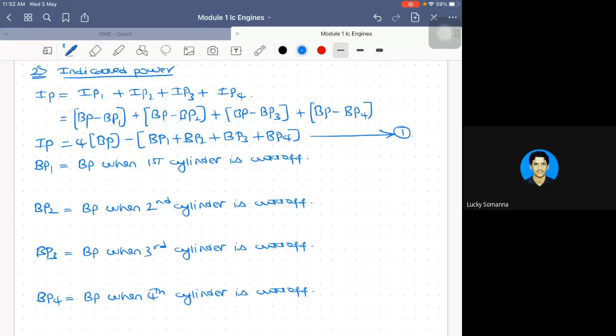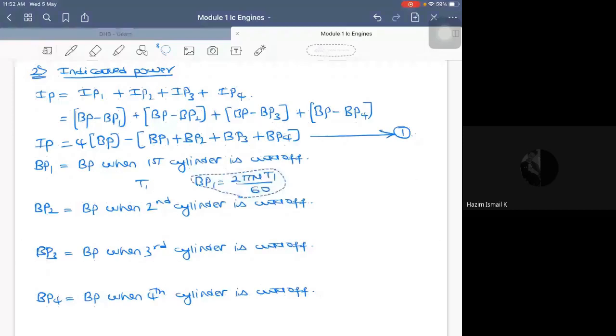Now, how do you calculate BP1, BP2, BP3, and so on? It is simple. BP1 is equal to 2 pi N, which would be common, the speed is common for all of them, only the torque would change, divided by 60. Now, how would you calculate T1? W minus S of 1 into 0.37.